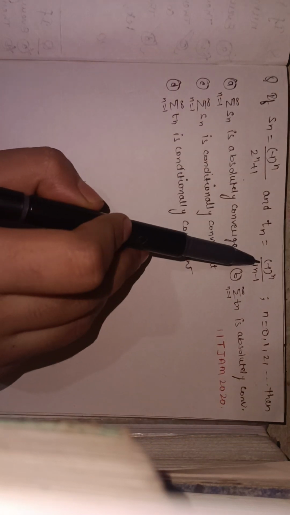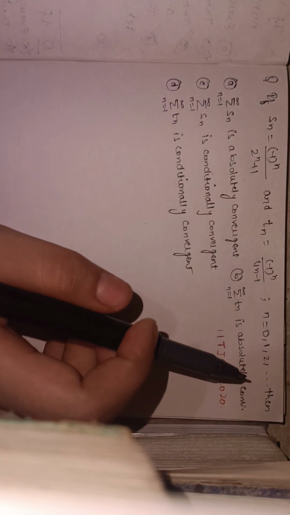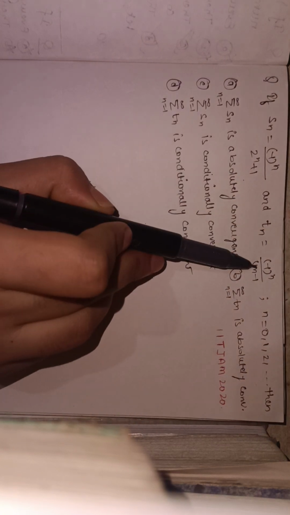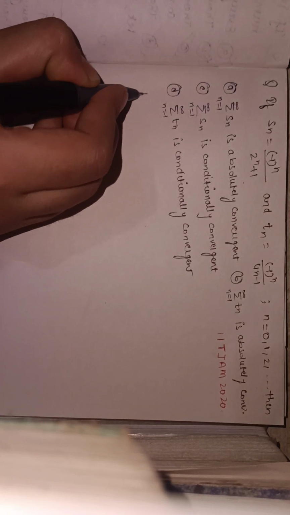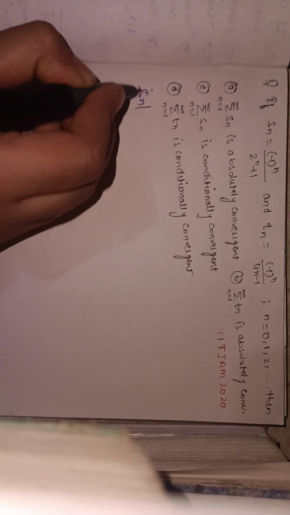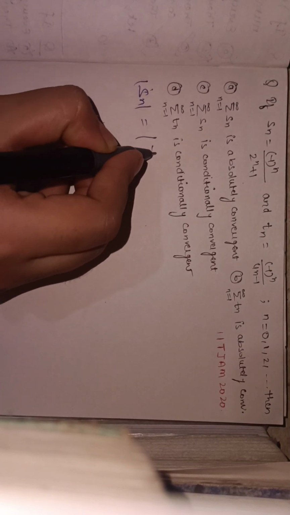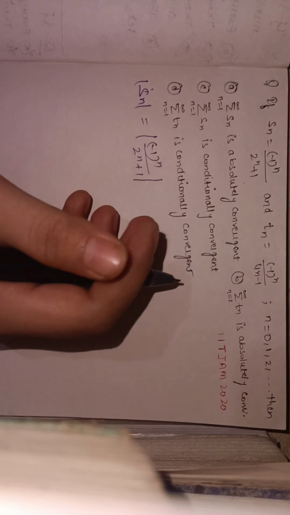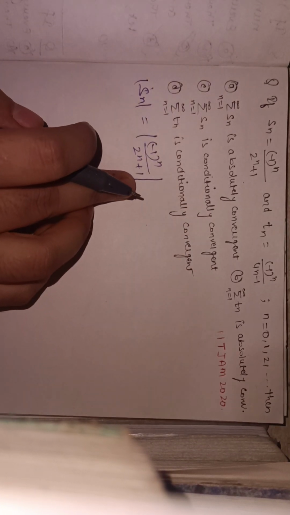Here, these two sequences are alternating sequences. So by Leibniz test, we can say both sequences are convergent. But we have to find whether this is absolutely or conditionally convergent. So for this, we have to take the mod of this and solve. First we take Sn, mod of Sn, that is equal to mod of (-1)^n upon 2n plus 1. And we have to see whether the series is convergent or not.